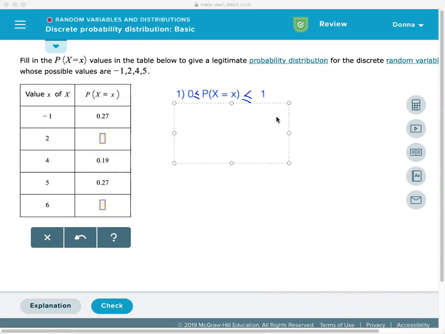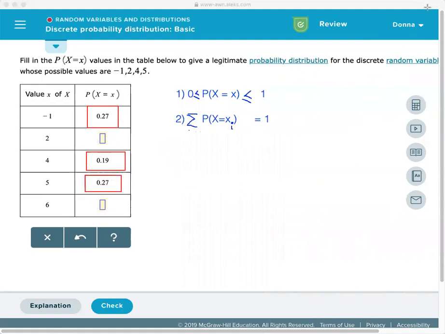The next rule about our probability distribution is that the sum of the probabilities must equal 1. So if it's a legitimate probability distribution, these values must sum to 1. So you say, well, how can I find those two values? Let's go ahead and take a look at the values that they do give us, and I'll label them with a red box. They give us 0.27, which is associated with the random variable -1, 0.19 associated with 4, and 0.27 associated with the random variable 5.